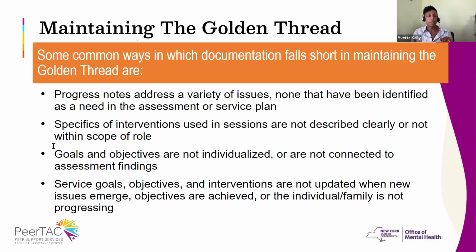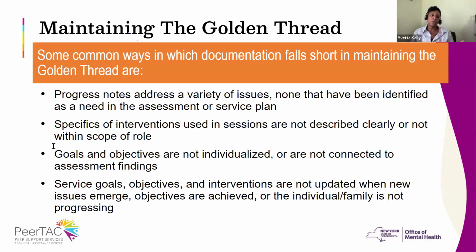And here are some common reasons where the golden thread falls short. Progress notes address a variety of issues, none of which have been assessed or identified in the assessment process. Specific interventions used in sessions are not described clearly. From the sample that we just went over, you could see how she was going to be working with Arlene, what they were going to be doing. The goals and objectives are not individualized, or they're not connected to the assessment findings. So there was a goal for Arlene to reduce her anxiety, and clearly the peer was instrumental in supporting Arlene in being able to do that. So all of that connected.